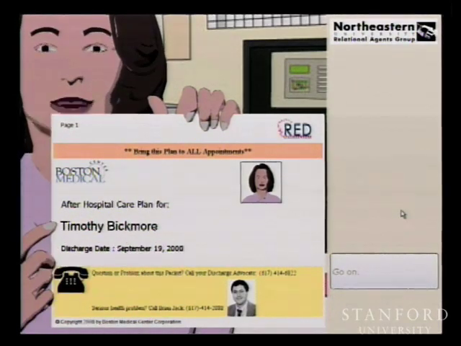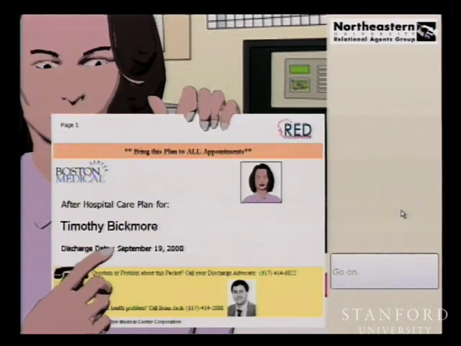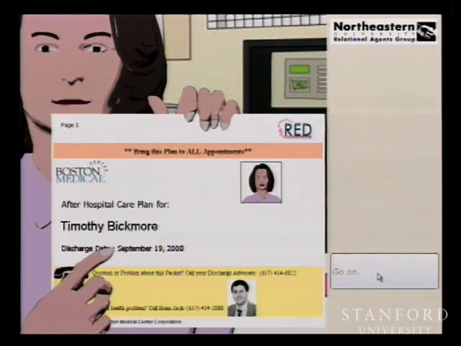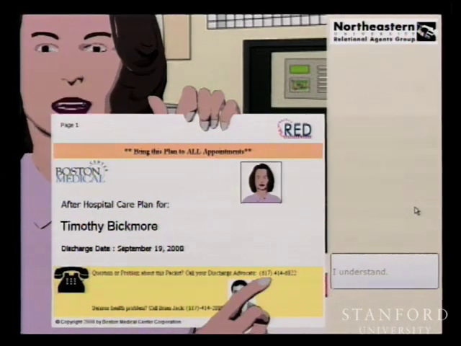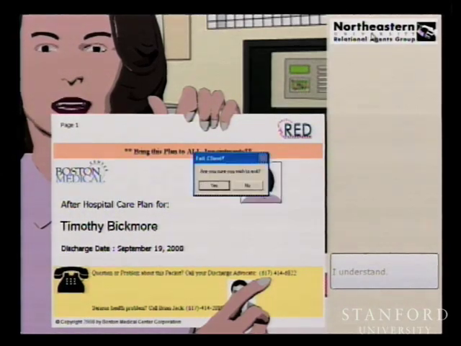On the front, it has your name. And this is the day we are hoping you will leave the hospital. Down here at the bottom, it has the phone number of your discharge advocate. A discharge advocate is a nurse here at the hospital that makes sure you have all the information you need before you go home. You can call them if you have any questions about this booklet.